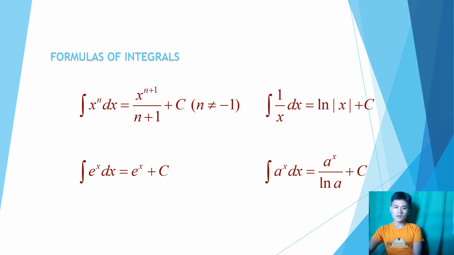So the second column, we have the integral of e raised to the power of x dx is equal to e raised to the power of x plus c. And the last one, we have the integral of a raised to x dx is equal to a raised to x all over ln of a plus c.